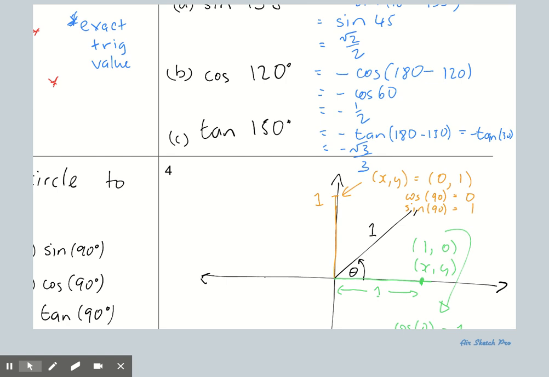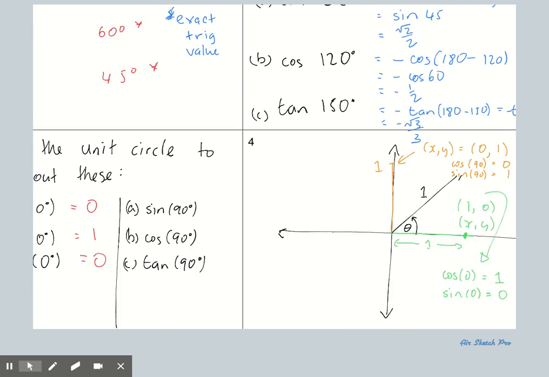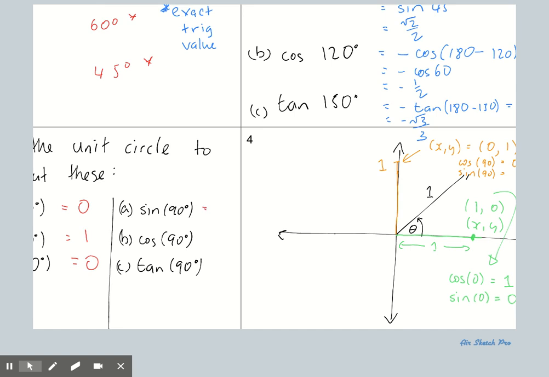Bosh. Is that okay? Tan is undefined. Tan of 90 is undefined because the rise is effectively a rise of one for a run of zero, and dividing by zero is error on your calculator. So it's undefined. Does that make sense? Can you go to your table of values, please, and fill those in? And that's effectively your first quadrant of angles now fulfilled.